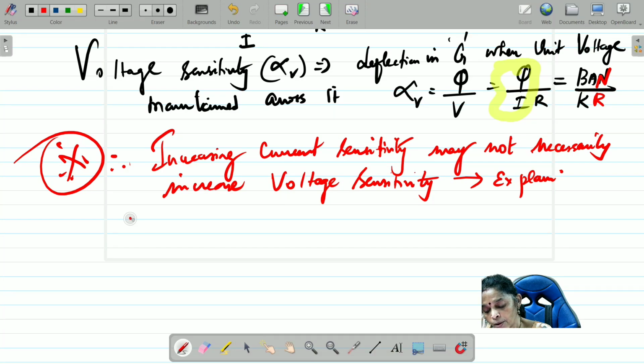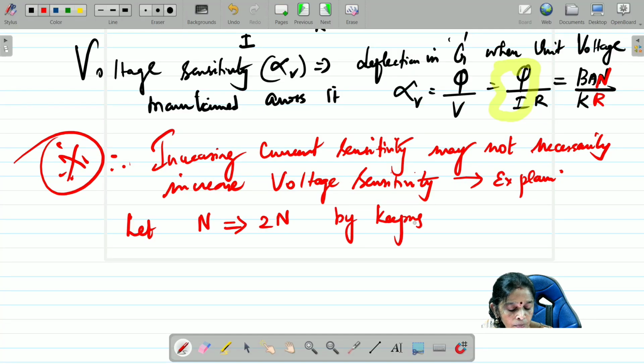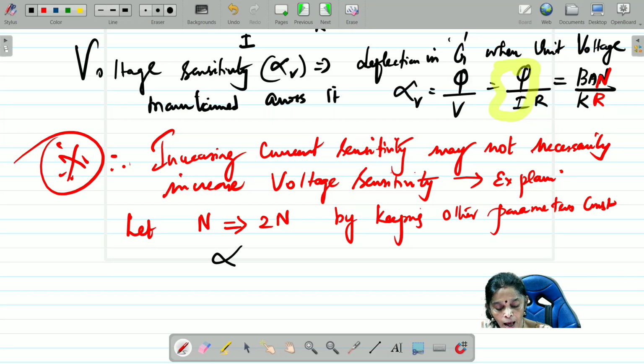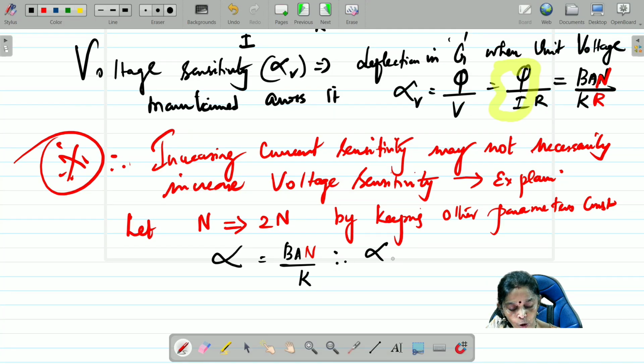Now, let us suppose N is doubled by keeping other factors constant. So therefore, current sensitivity alpha = NBA by K. Alpha is directly proportional to what? N, right? If N is doubled, what will happen, children? N doubles, therefore alpha also doubles.